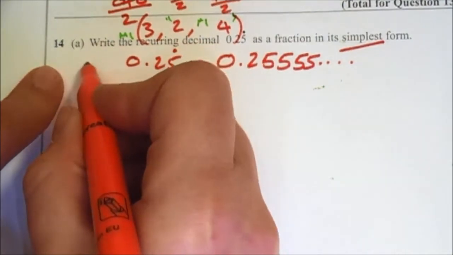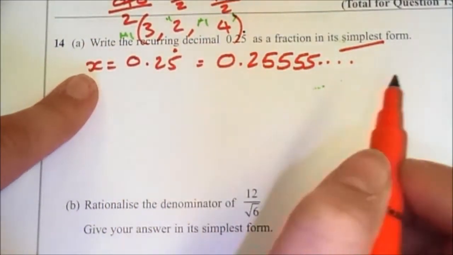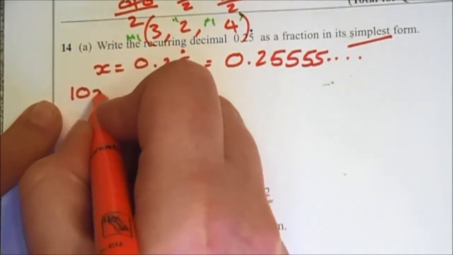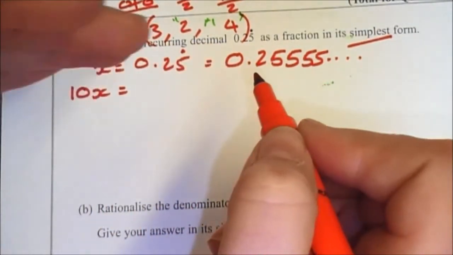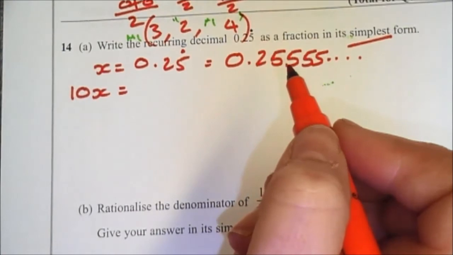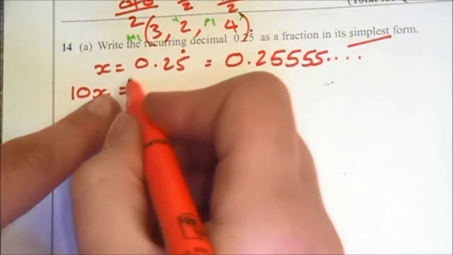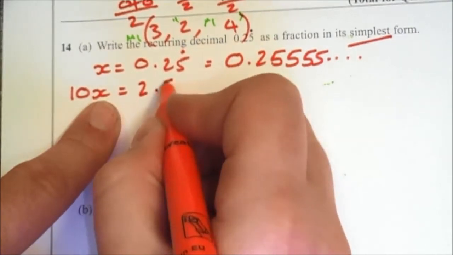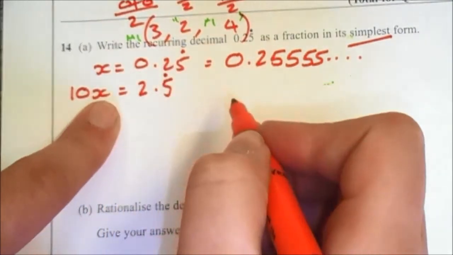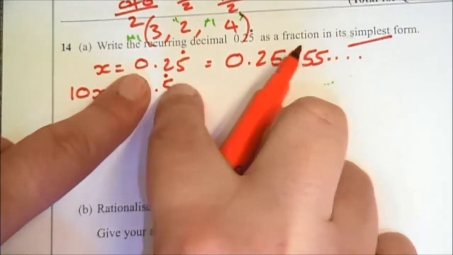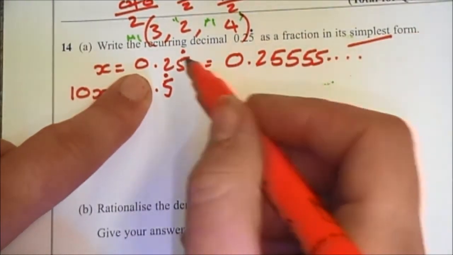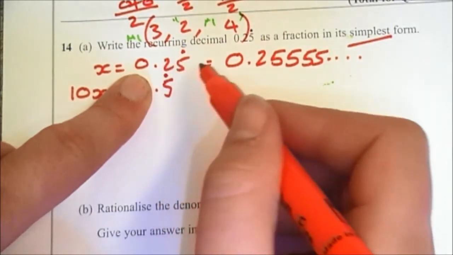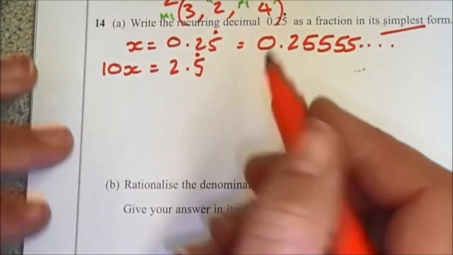So let's call 0.25 recurring x, because that's our starting point. Now I can multiply that up in tens until I get somewhere where my 0.5 recurring is isolated. So if I multiply that by 10, I end up with 2.5 recurring. So I've managed to isolate a 5 recurring there. But because the 5 recurring isn't isolated here, because the 2 is there, I can't use those two values. So let's go up another step.